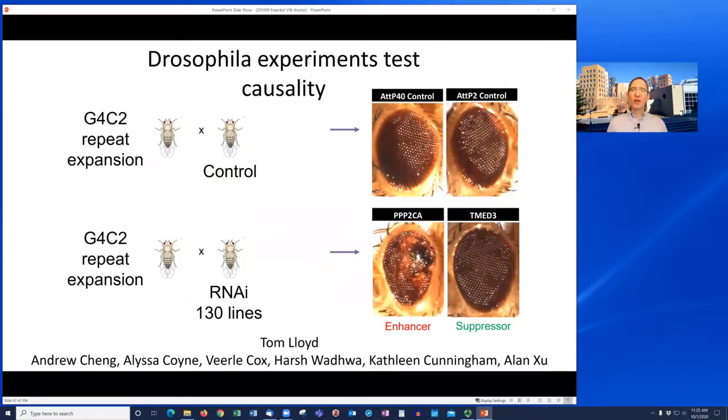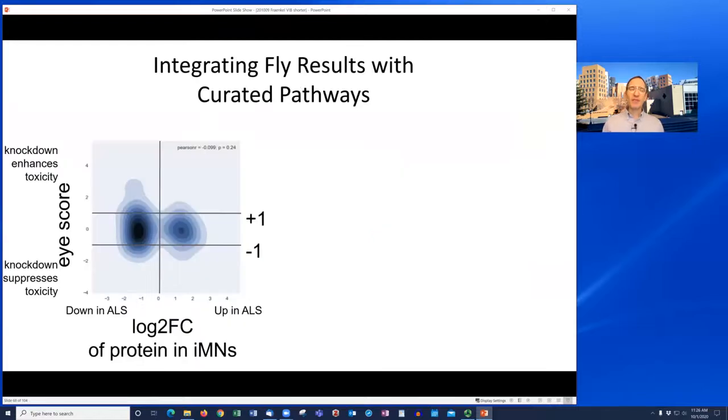So we used Tom's system in which he overexpresses the repeat that causes ALS in these C9orf72 variants. It's a 6-nucleotide repeat, G4C2. He overexpresses that in the fly, and it leads to mild degeneration of the retina. And then he knocks down different genes, and he can see whether that knockdown actually makes the phenotype better or worse. So what happens if we take the data from our networks and we look at proteins that we detected as changing, and we ask, when you knock them down in a fly, what happens?